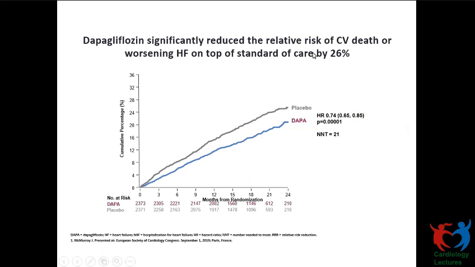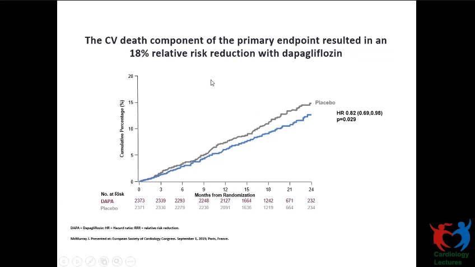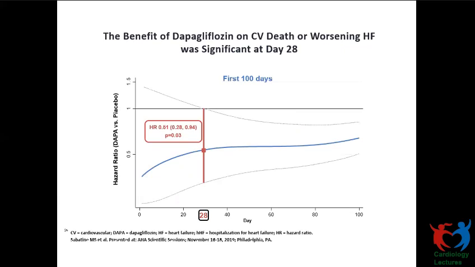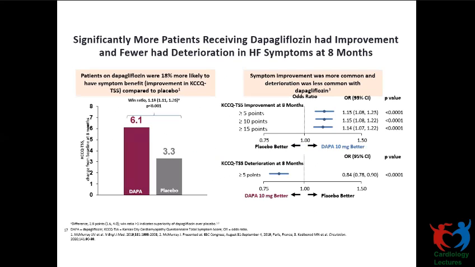DAPA significantly reduced the risk of CV death or worsening heart failure on top of standard of care by 26%. That is what the DAPA-HF trial already demonstrated. It also showed almost an 18% relative risk reduction in the primary endpoint. You can see that after 8 months the comparison keeps widening with DAPA therapy. The benefit of DAPA on CV death or worsening heart failure starts even by day 28, that is, even after 3 to 4 weeks of starting DAPA there is an improvement. It also produced fewer deteriorations in heart failure symptoms at 8 months.